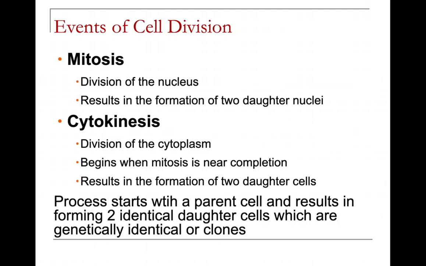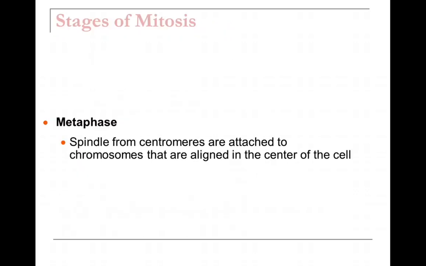So mitosis is the division of the nucleus. It's going to result in the formation of two daughter nuclei, which then in human cells will undergo cytokinesis, where you'll divide the cytoplasm. It's usually going to start when the mitosis is almost done, and you end up with two new daughter cells. These two identical daughter cells are going to be genetically identical, or clones.